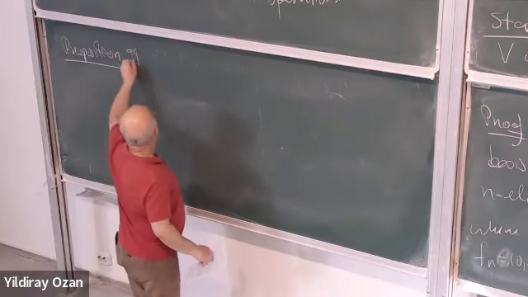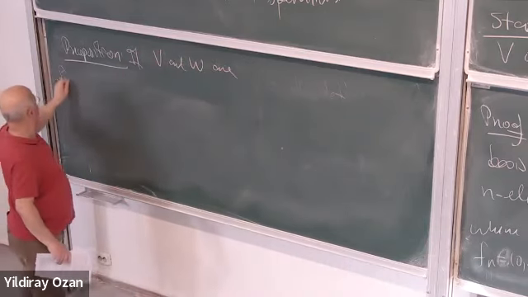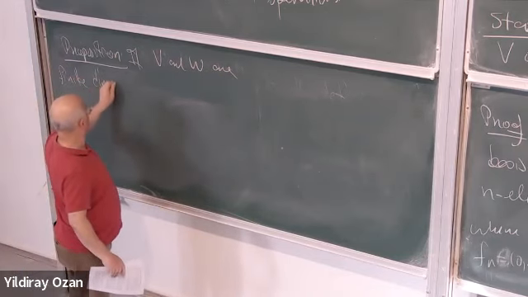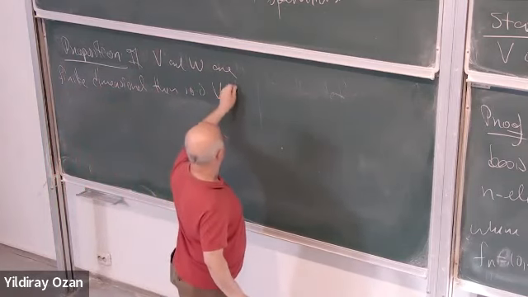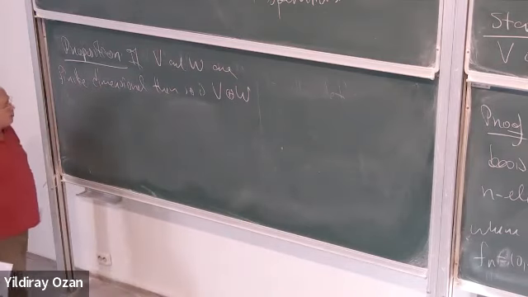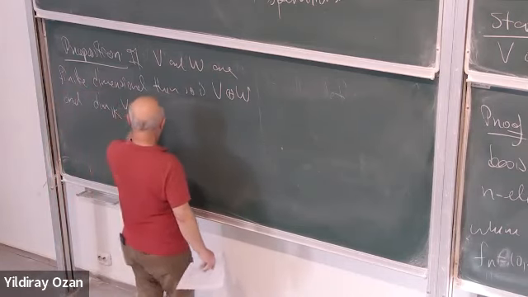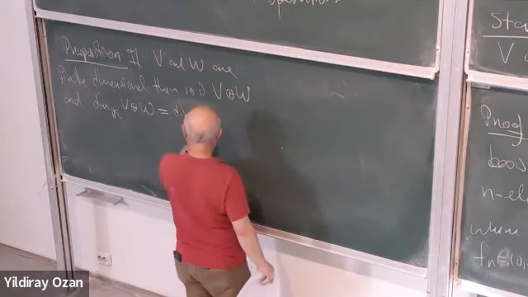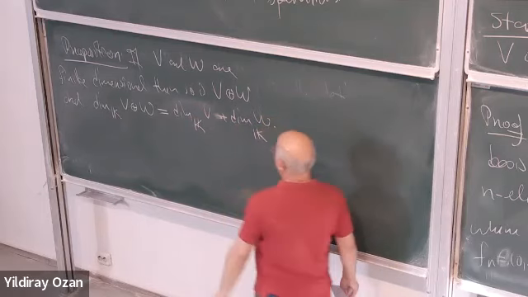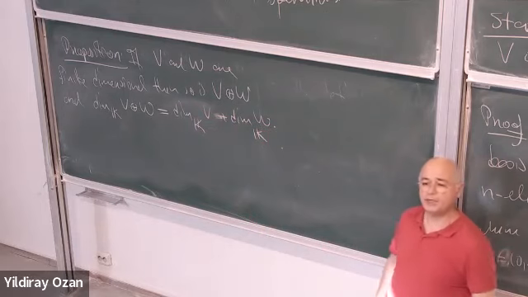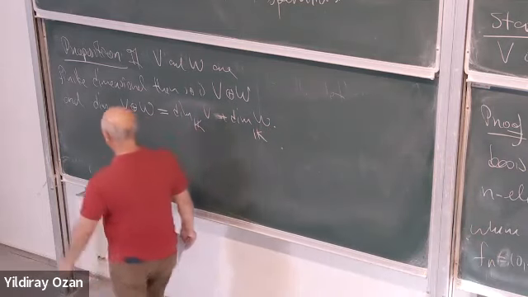If V and W are finite dimensional, then so is V plus W, the direct sum, and the dimension of this is just the dimension of V plus the dimension of W. The dimension of the direct sum is just the sum of the dimensions. Okay, and the proof is easy.